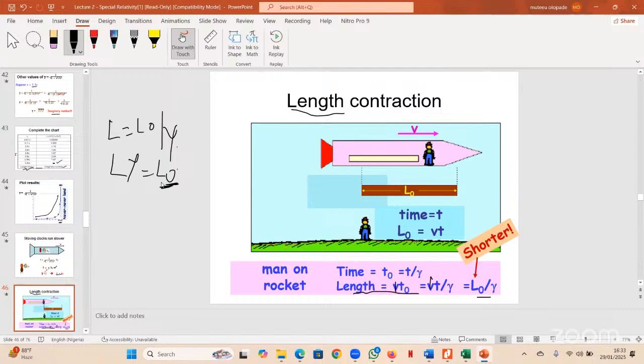So now, if the length here is contracted, what is observed here is smaller than this. And that's why we refer to it as the length contraction. So the length measured by somebody on the surface of the earth will be shorter.